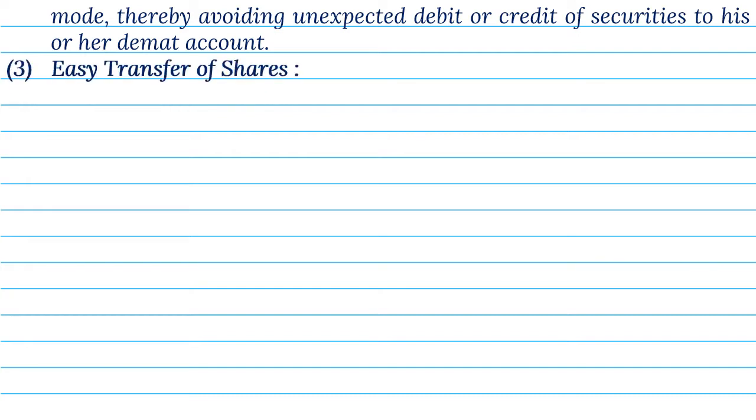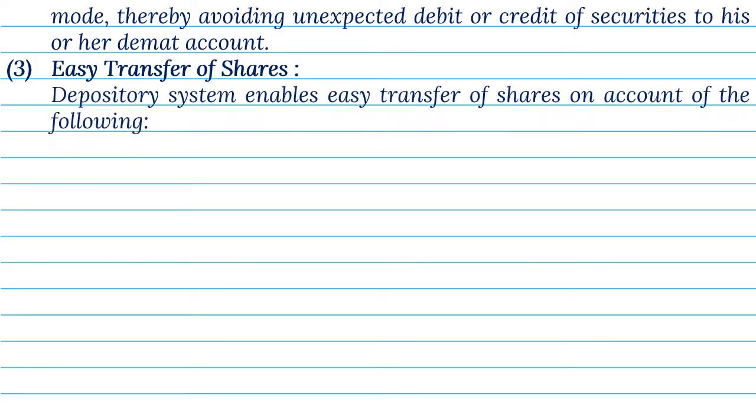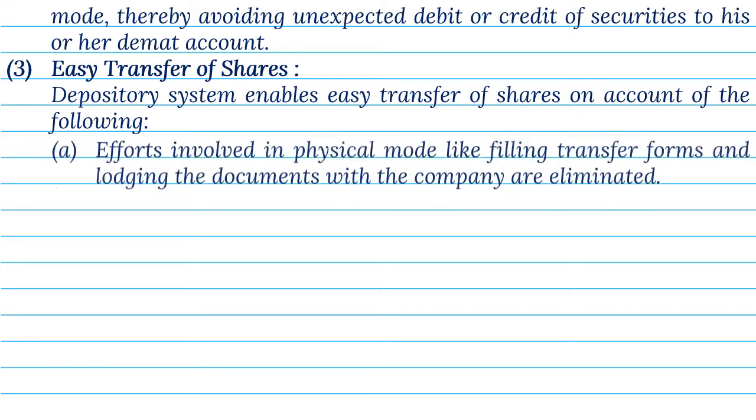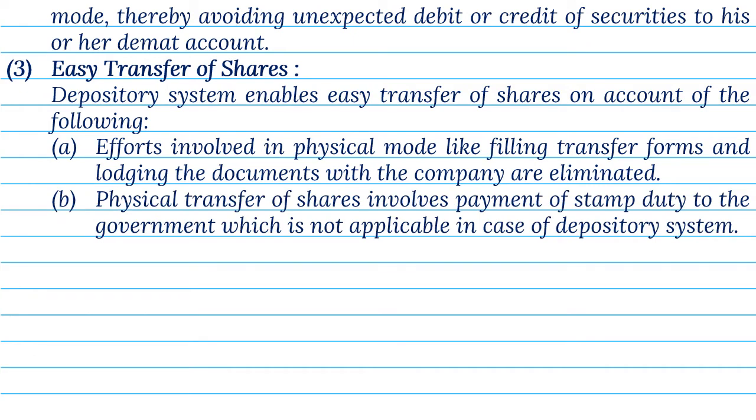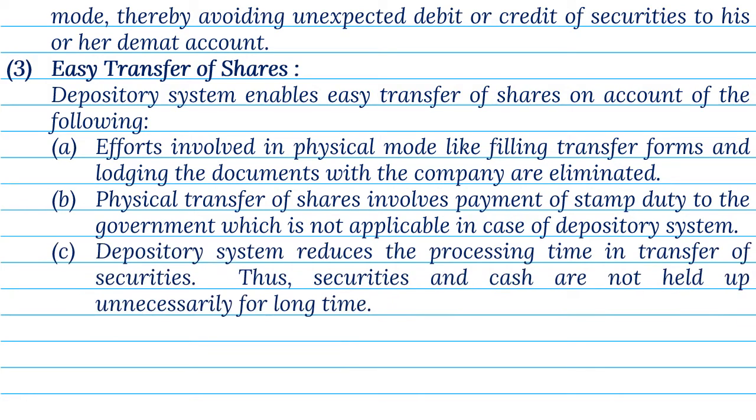3. Easy transfer of shares. Depository system enables easy transfer of shares on account of the following. A. Efforts involved in physical mode, like filling transfer forms and lodging the documents with the company, are eliminated. B. Physical transfer of shares involves payment of stamp duty to the government, which is not applicable in case of depository system. C. Depository system reduces the processing time in transfer of securities. Thus, securities and cash are not held up unnecessarily for long time.